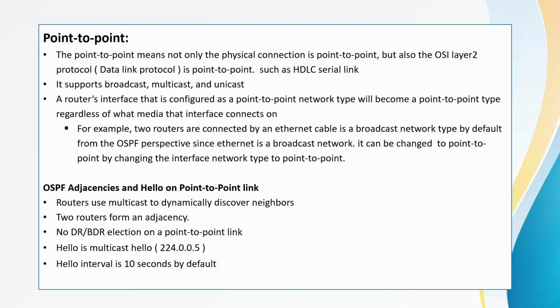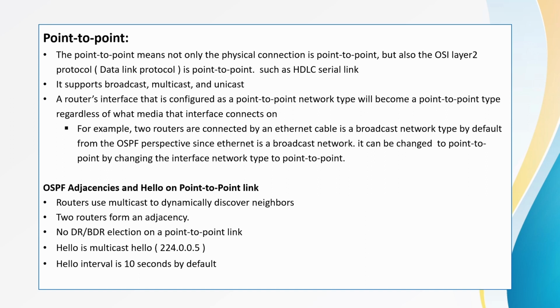So next we talk about point-to-point. Point-to-point is also very often used in real work, right? Point-to-point means not only the physical connection is point-to-point, but also the layer 2 protocol, from the data link protocol perspective, is point-to-point, such as an HDLC serial link. That's a real point-to-point from the layer 2 perspective. It supports broadcast, multicast, and unicast.